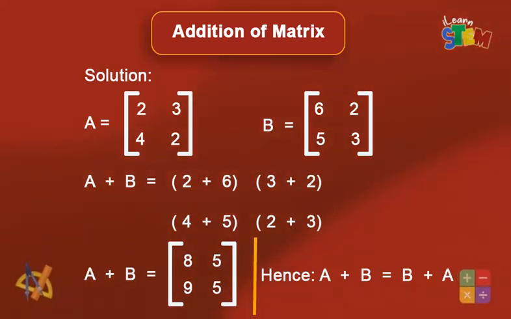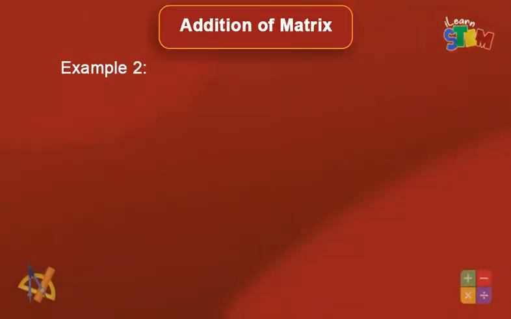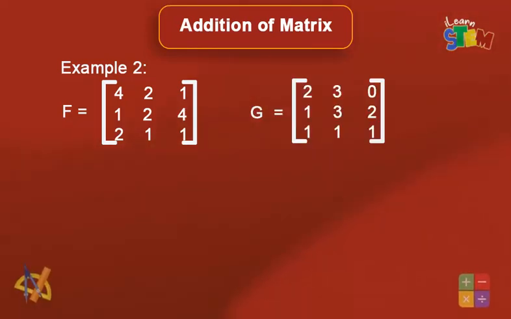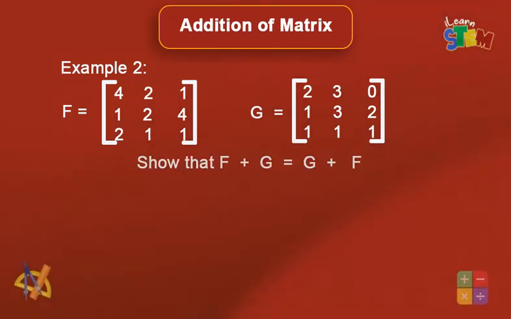Let's take another example. Example 2. Given matrix F as [4, 2, 1; 1, 2, 4; 2, 1, 1], and matrix G as [2, 3, 0; 1, 3, 2; 1, 1, 1], show that F plus G is equal to G plus F.